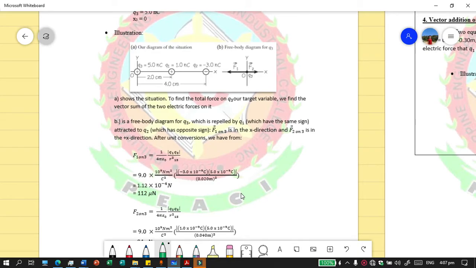Samantalang yung Q1 natin, tama ba? Yung Q1 ba natin is negative 3.0? Q1.